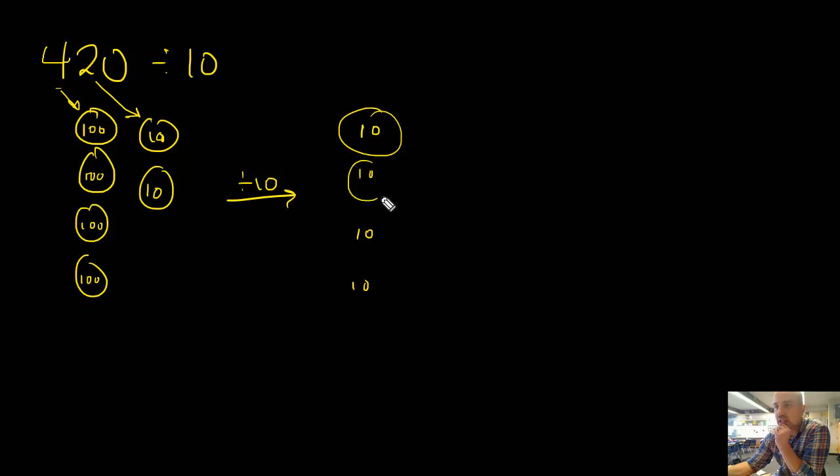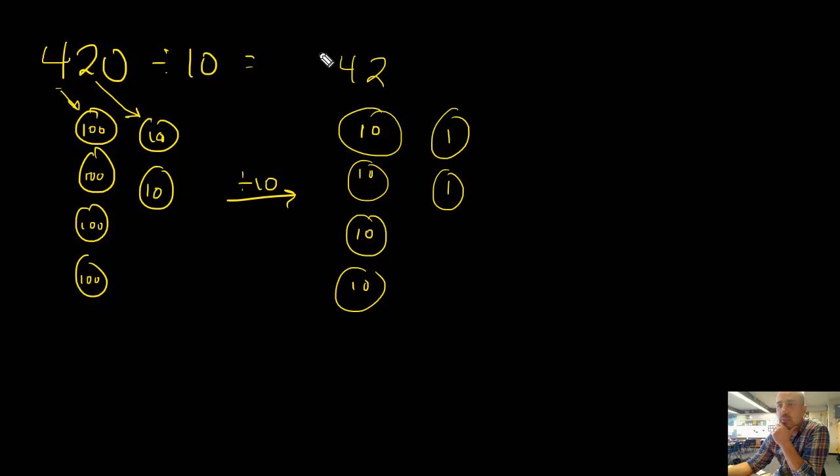If I say that again, I have 4 hundreds divided by 10 equals 4 groups of 10, or 40. And then if I do my tens, 10 divided by 10, well, that's 1. Anything divided by itself is 1. And so 2 groups of 10 divided by 10 would be 2. I can put those in my little circles here. Now, if I say this expression again, I have 420 divided by 10 equals 42. And that's how I get my quotient here.